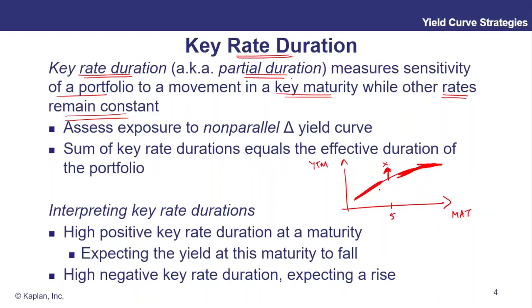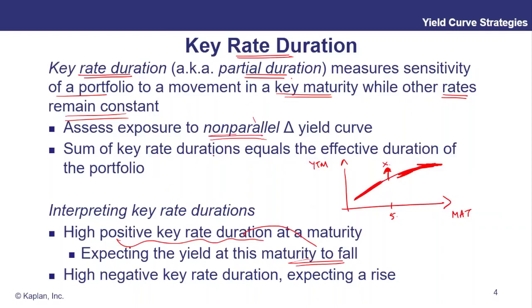In simple terms, where you've got high positive key rate duration, that's where you've got cash flows, and you must be expecting rates to fall at those maturities. It's obviously not a good thing if rates go up and values fall. So this allows us to interrogate what happens if there's a non-parallel shift.